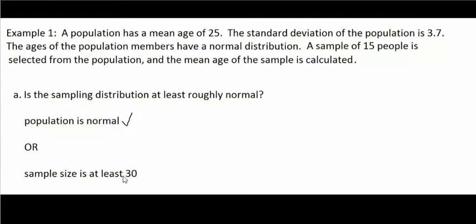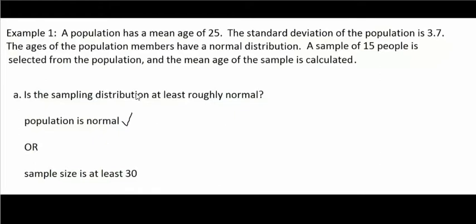Now let's go right here. Sample is at least 30. Well, the sample is 15, which is under 30. So the sample is not 30 or more, so this doesn't check off. It would have to be 30 or more for this to check off. And since one of them does check off, that's all we need. So the answer to part A is yes, and that just means that the problem can be solved.